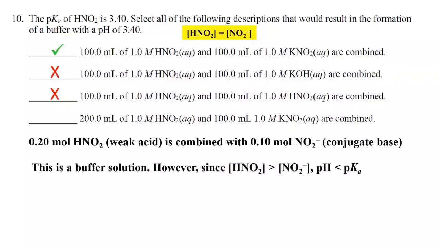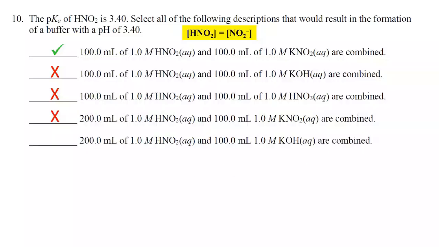So this would make a buffer solution, but because we have 0.2 moles of nitrous acid, the weak acid, and 0.1 moles of NO2-, the conjugate base, then the concentration of HNO2 would be greater than the concentration of NO2- in this buffer solution. So it would make a buffer solution, but it would not have a pH of exactly 3.40 because the concentration of the weak acid is greater than the concentration of the conjugate base. In this buffer solution, the pH would be less than the pKa. So not the specific buffer that we're looking for.